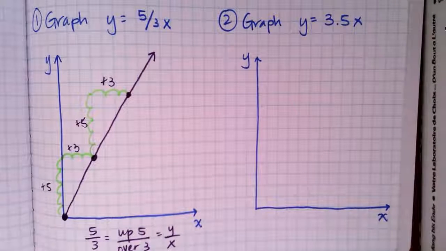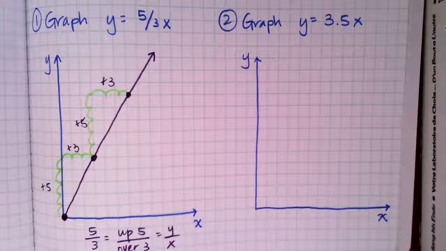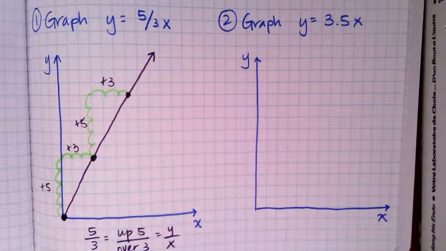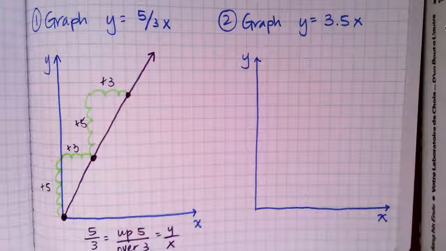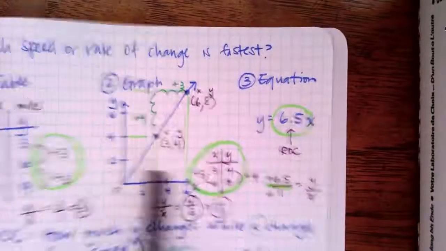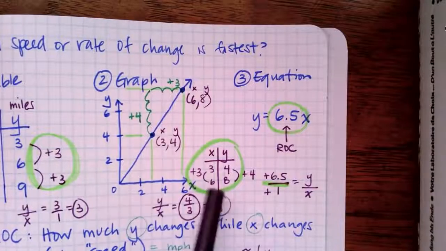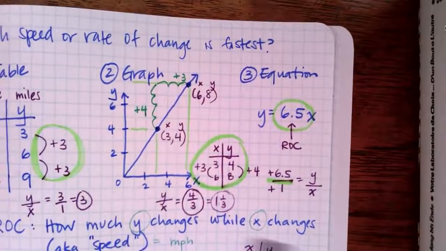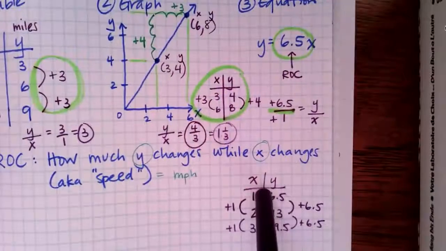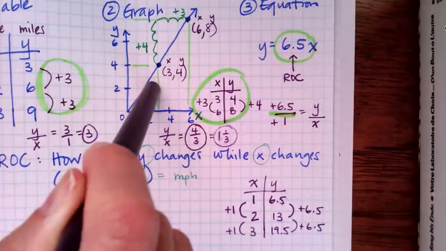It's easiest when they give you a fraction, right? Because then you just go up and over. Okay? The other way you can do this is you can change it into a table, like we talked about earlier, where we change the graph into a table. We can do the reverse, okay? When they give us an equation, we can make a table and then change that table into a graph. All right, so we're going to do that with the second one.